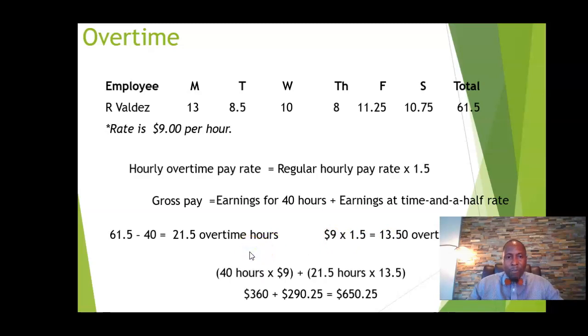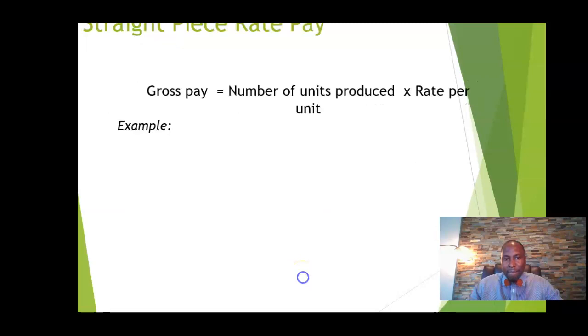It is 1.5 times their regular rate of pay. So to get the regular earnings, we'll take 40 hours times $9. That'll give us $360. To get the overtime earnings, 21.5 hours times 13.5, which is the overtime rate of pay. That gives us 290.25. And when you add those together, the gross pay earned for the week is $650.25. Okay?